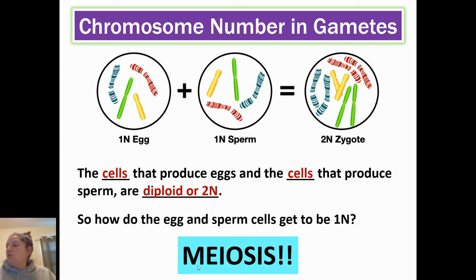We are moving on to number 4. The cells that produce eggs and the cells that produce sperm are diploid. So how do you get those diploid cells to turn into haploid cells? The answer to that is meiosis. So remember, mitosis is for making diploid cells. Meiosis is for making haploid cells. I know it's really similar, but I always remember it because meiosis makes me. And what made me are my parents, which means that there had to be some gametes involved.